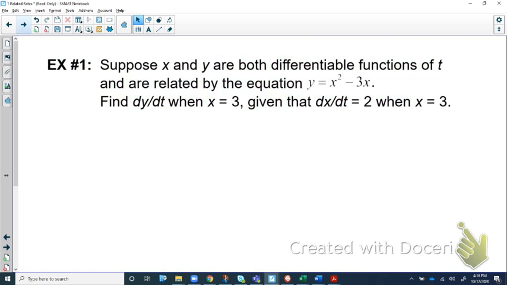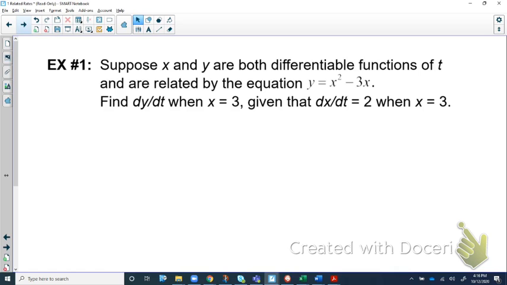So let's take a look at the first example. Suppose x and y are both differentiable functions of time and are related by the equation y is equal to x squared minus 3x. Find dy/dt when x is equal to 3, given that dx/dt is equal to 2 when x is equal to 3.